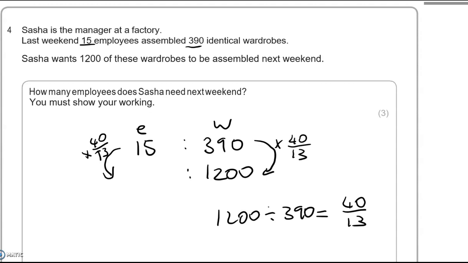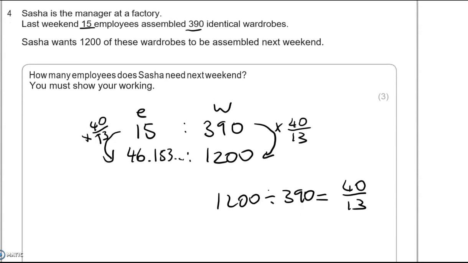And that gives us a recurring decimal, which is 46.153 and so on. Now, of course, you can't have part of an employee, so you're going to have to round this up, always up. So that's going to go to 47.